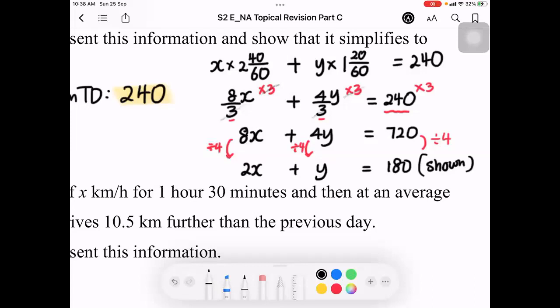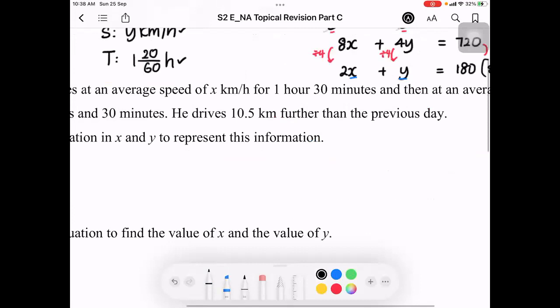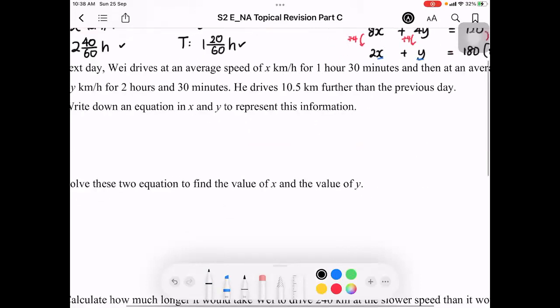So this is only one equation. You notice what do they have? They have two unknowns. One is x, the other one is y. So it's going to be simultaneous equations. Two unknowns will be simultaneous equations. That means we must form one more piece of information.